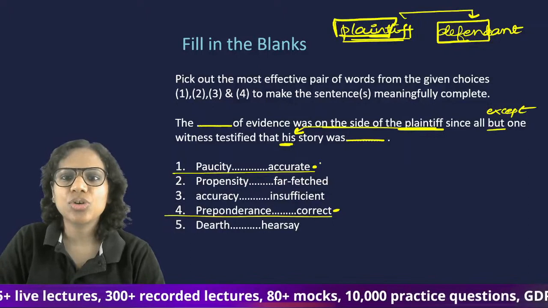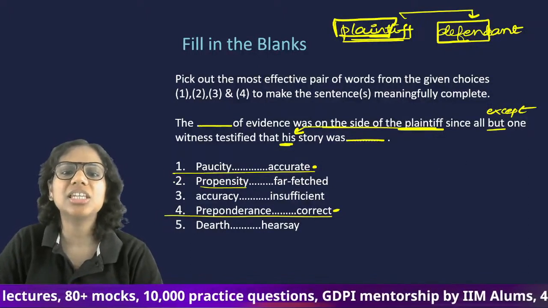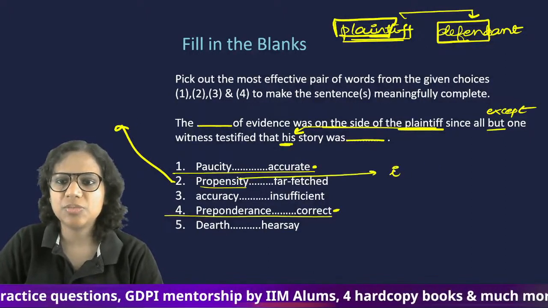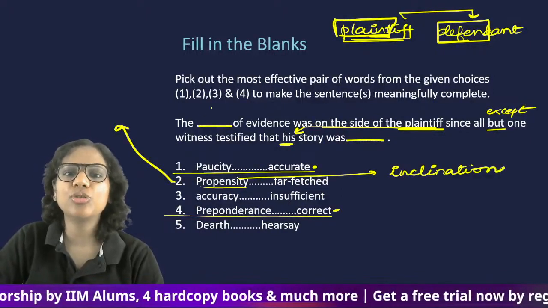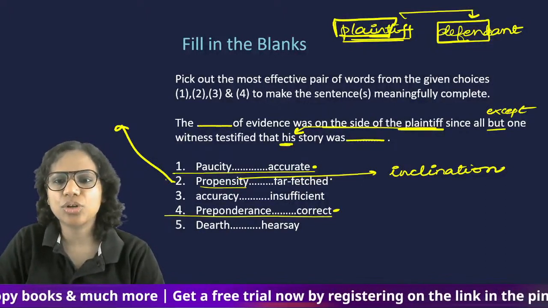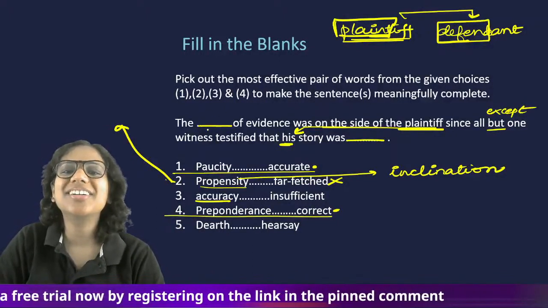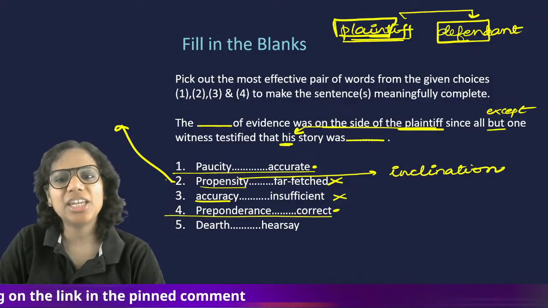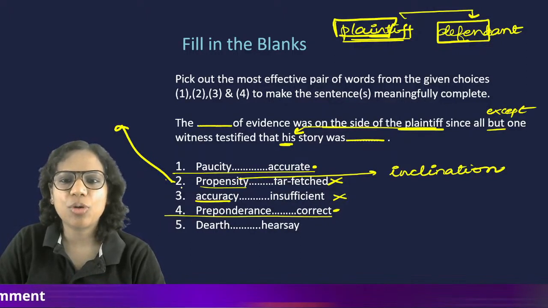So if you say propensity, it anyway does not fit here. Propensity means the inclination to do something. Let me write it here. So the inclination of evidence? No, we are talking about the quantum of evidence, the volume of evidence here, right? So anyway, it does not fit here. The focus is on quantity, not accuracy. So eliminated. Anyway, because of being insufficient, it will be eliminated. Then let's look at the remaining two options.